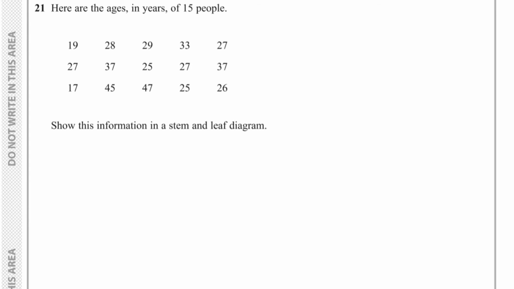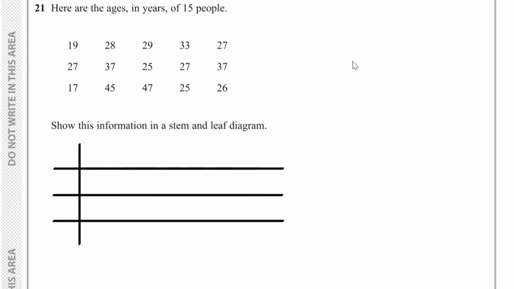So, when we come to create our stem leaf diagram, we've got numbers in the 10s, 20s, 30s, and 40s. So let's try to order these numbers. First of all, we've got the 17. So we have 1 and then 7 here. And then we've got the 19. So we put the 9 over here. Then we've got the 25. So we put the 5 over here. Then we've got another 25. So the 5 would go here.